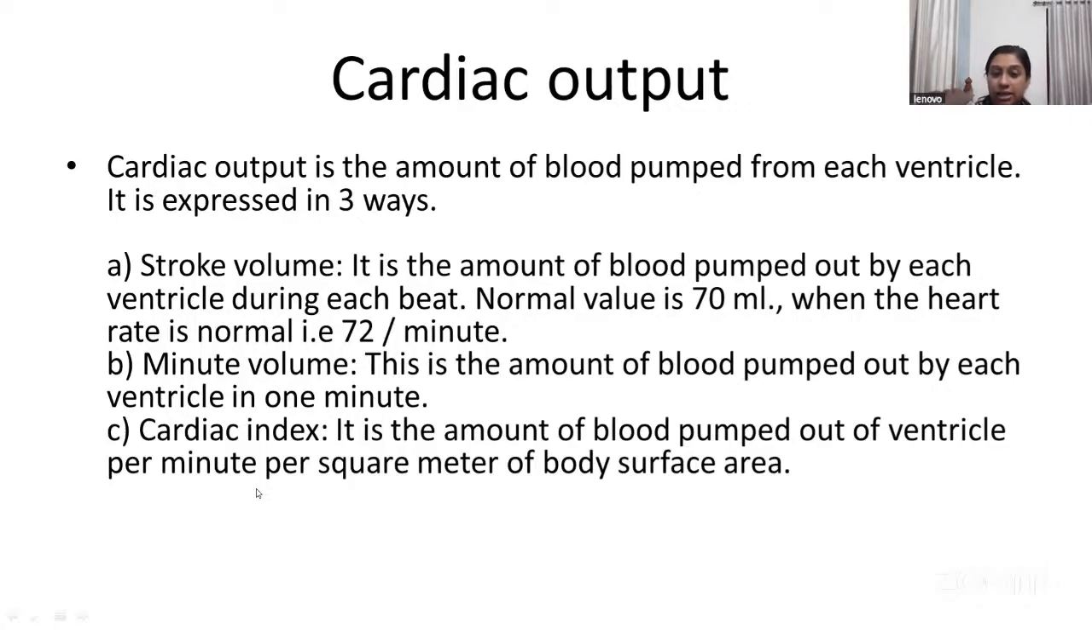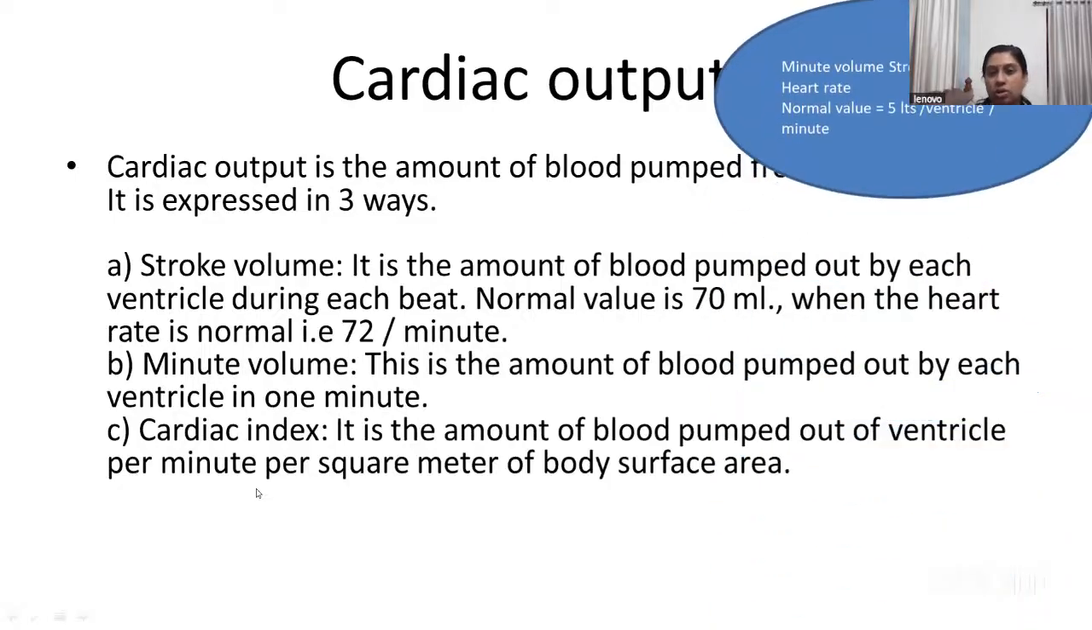Next is the cardiac index. It is the amount of blood pumped out of a ventricle per minute per square meter of the body surface area. So, what is minute volume? Stroke volume is for a single beat. Minute volume is for the whole minute. So, stroke volume into heart rate is what we call minute volume. So, what's the normal value? It is about 5 liters per ventricle per minute.